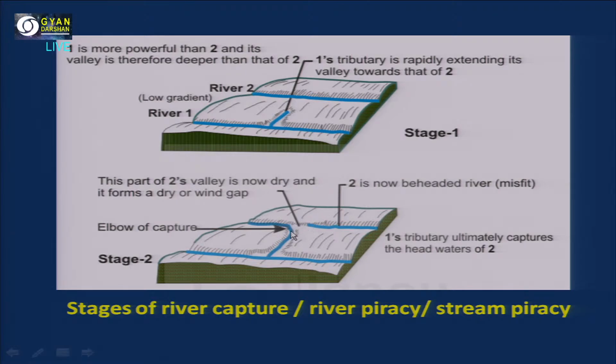In stage 2 you can see the bend where the diversion takes place. This is known as the elbow of capture, and the remaining part of river 2 becomes thin, and this is now a beheaded river, and the beheaded river is termed a misfit. These stages depict river capture, river piracy, and stream piracy.